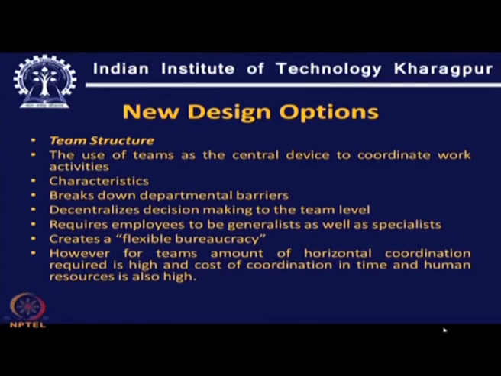Now, we are looking into some of the new design options. The first is the team structure. In team structure, the team is the central device to coordinate work activities. The characteristics of team structure are that it breaks down departmental barriers, enhances communication, has decentralized decision making from the team level, requires employees to be generalists as well as specialists, and creates a flexible bureaucracy.